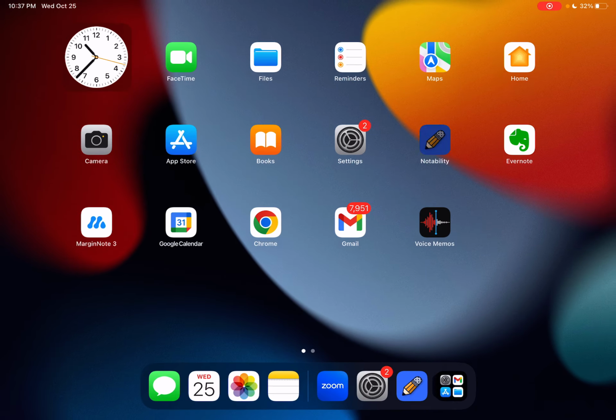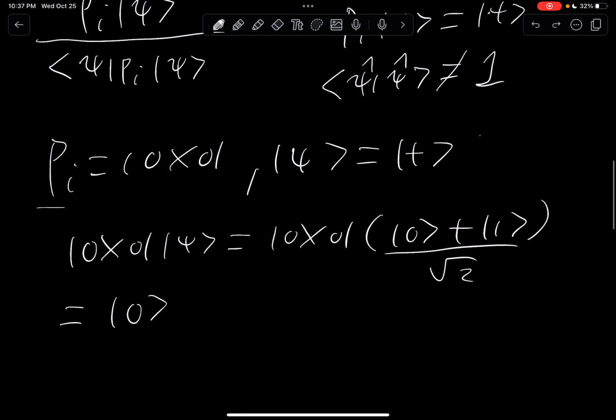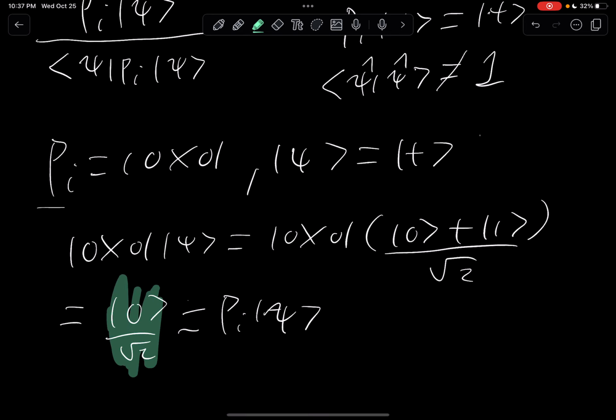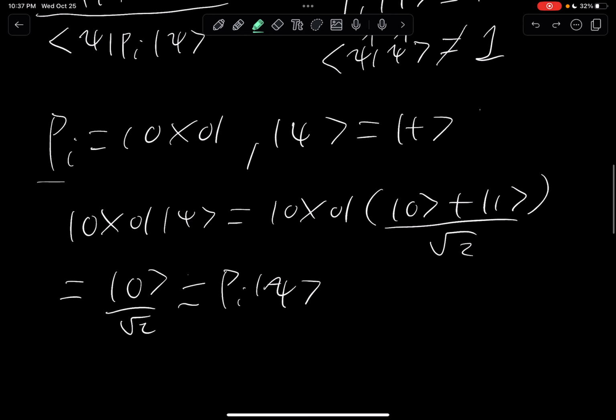Oops, we end up with this, and we still need to have this factor here. And remember, this was just pi applied to psi. And as you can see, this guy is not normalized. So let's see if that gets fixed.